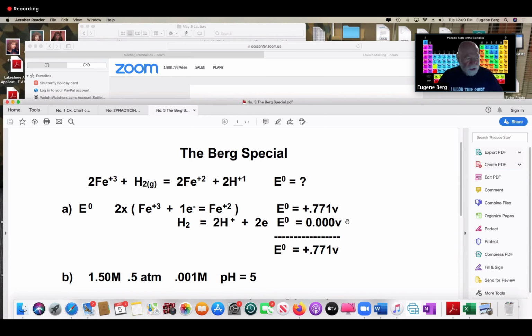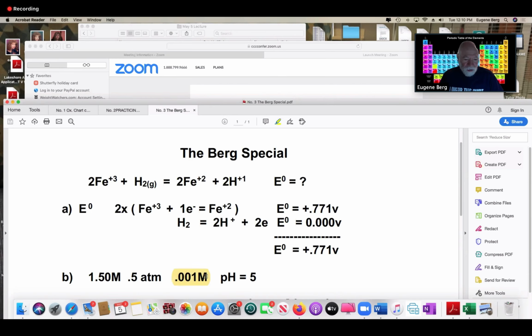Now I'd like to change the concentrations, which is always kind of fun, because then we'll change the voltage. So I'm going to make the iron 0.3 plus 1.50 volts. Notice the hydrogen, it's a gas. When it comes to gases, you don't use molarity, you use their pressures in atmospheres. So if I give you a problem and it has a gas, I'll give it the pressure in atmospheres. Notice the iron 2 plus is 0.001 molar.